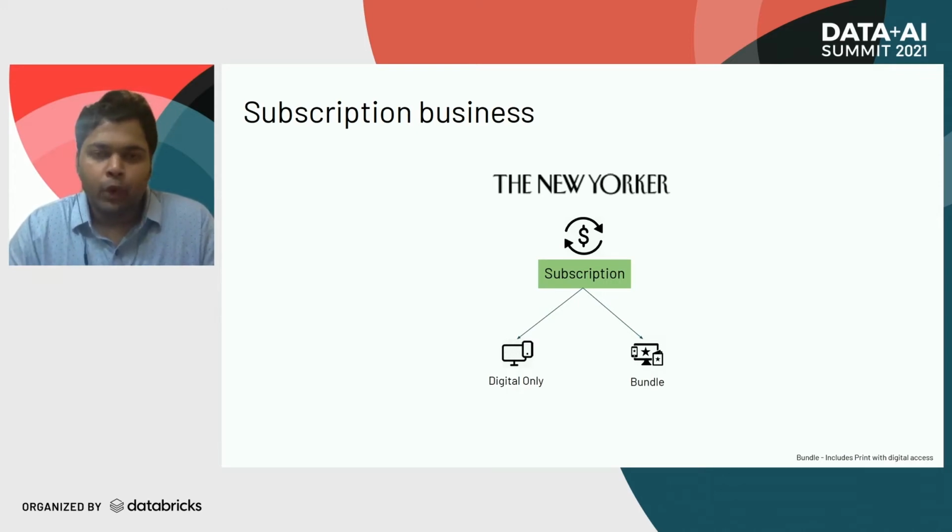The results that I'm going to show are from a fictitious data set, but it is very much similar to the data set that we have actually used, and it is for the New Yorker. The New Yorker is one of the brands of Condé Nast, and it has two different types of subscriptions, digital and bundle. Bundle is nothing but the print magazine subscription along with the digital access.